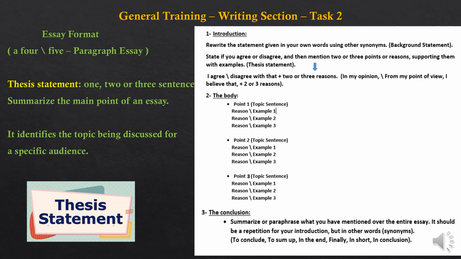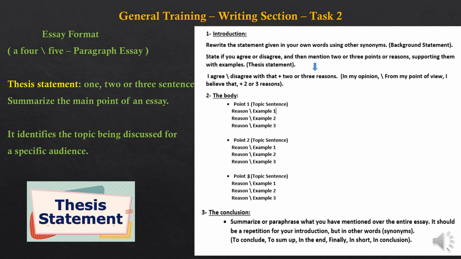Number 2, state if you agree or disagree, and then mention 2 or 3 points or reasons, supporting them with examples, and this will be your thesis statement. Number 3, you can start your thesis statement with I agree or I disagree with that, and then mention 2 or 3 reasons or points using, in my opinion, from my point of view, I believe that, and then mention that 2 or 3 reasons or points.